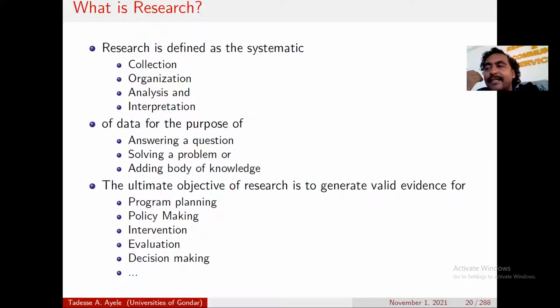The second one is we conduct research when there is a problem. When there is a problem, that problem will be our reason to conduct research. So by using research, we can get a solution for a problem.